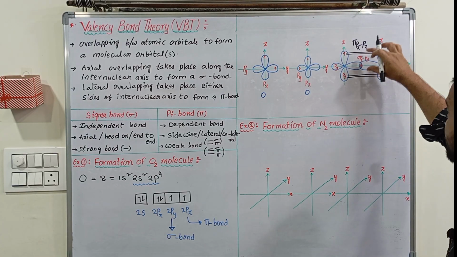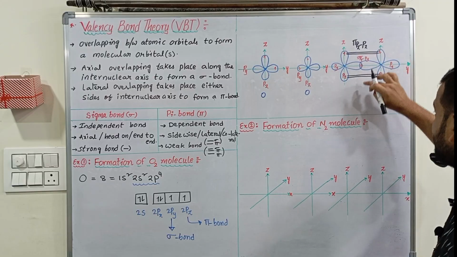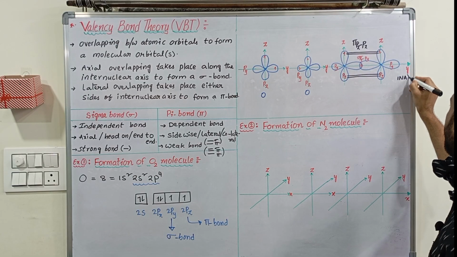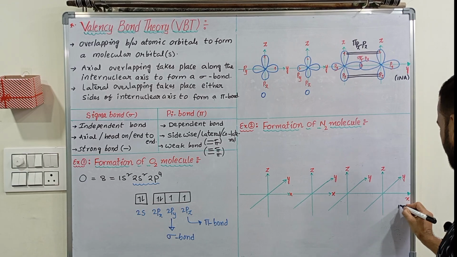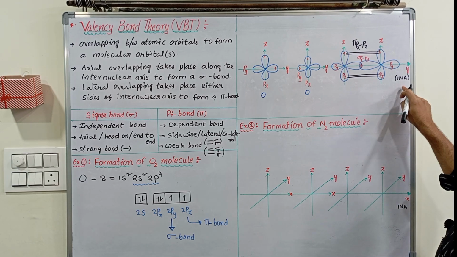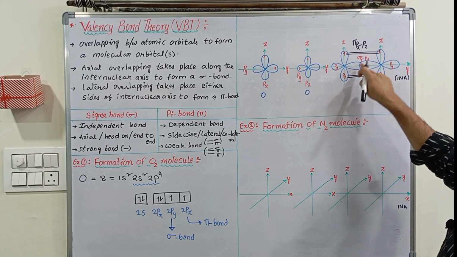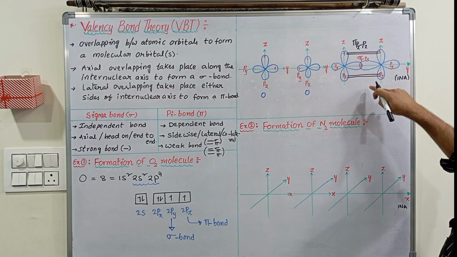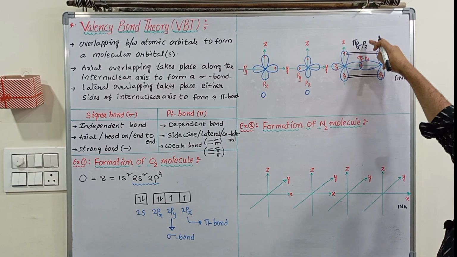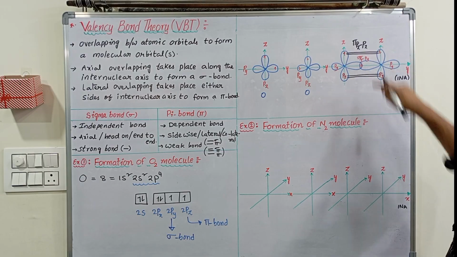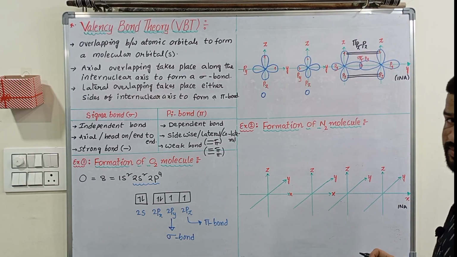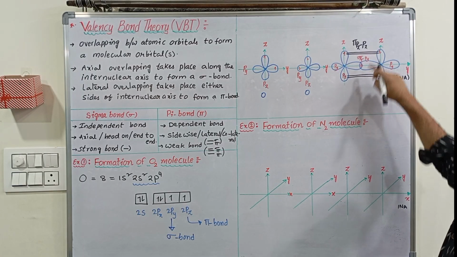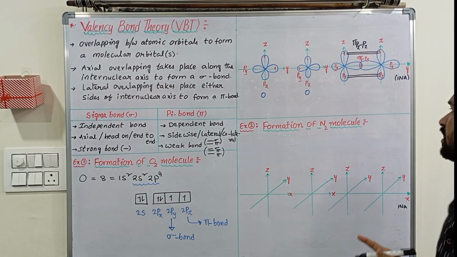Understand? So here this lateral overlapping will occur on either side of the internuclear axis. This is the internuclear axis. Here also same. Along the internuclear axis between py, axial overlapping occurs, then a sigma bond is formed. Either side of the internuclear axis means above and below the internuclear axis. Here overlapping occurs, then a pi bond is formed. Above the internuclear axis 50%, below the internuclear axis also 50%. So these two are considered as one pi bond.